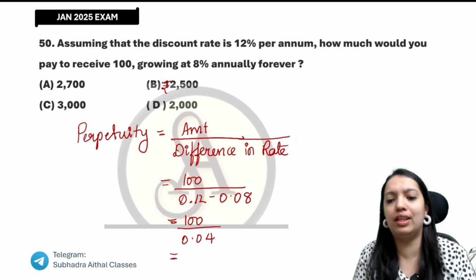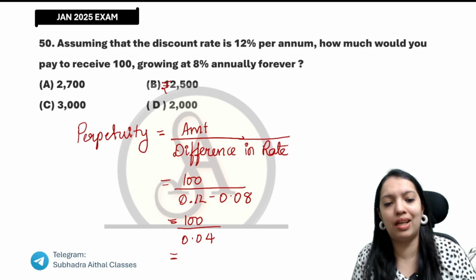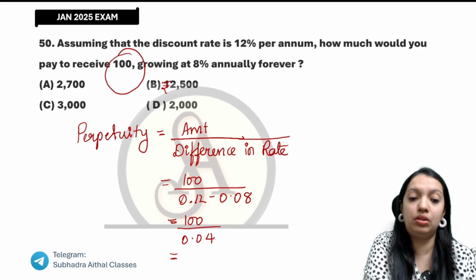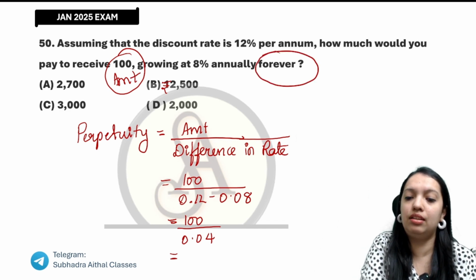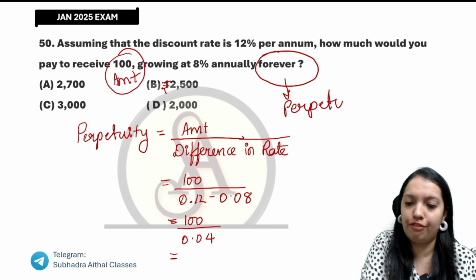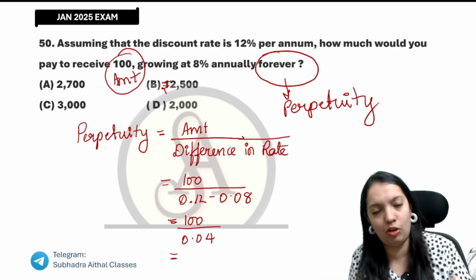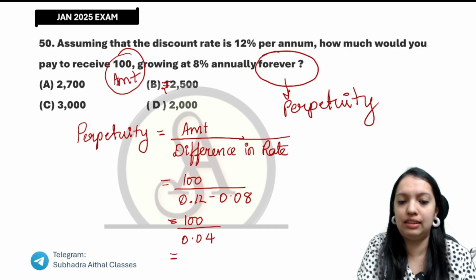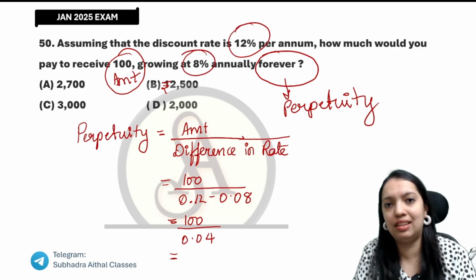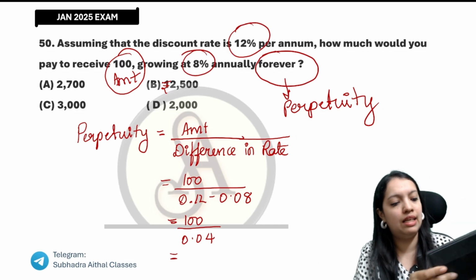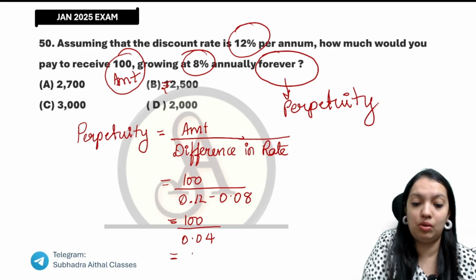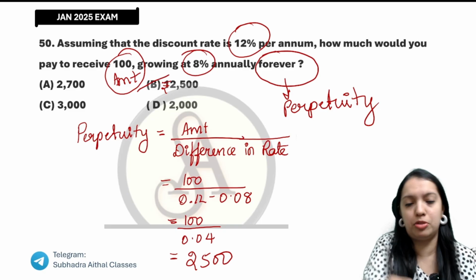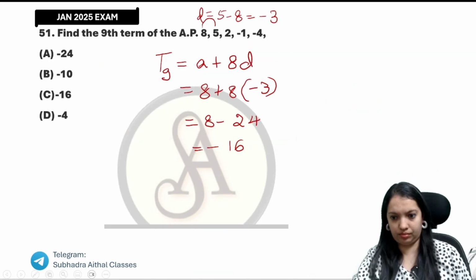Next, assuming that the discount rate is 12%, how much would you pay to receive 100? This is the regular amount that you want, growing at 8% forever. The minute you see the word forever, it is the perpetuity formula from the time value of money or mathematics of finance chapter. Amount is 100, rate 12% minus 8%, 4% is the difference. Take the calculator, 100 divided by 4%, you get the value as 2500. Option B is the correct answer.